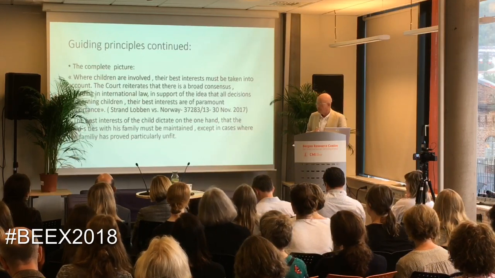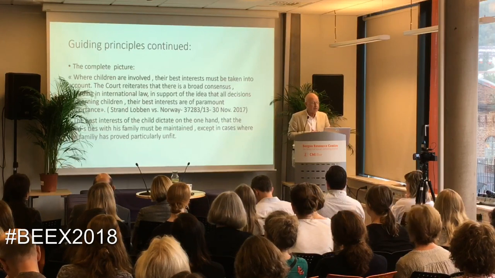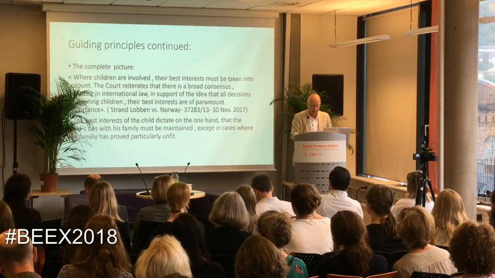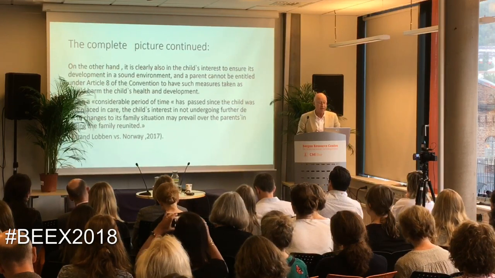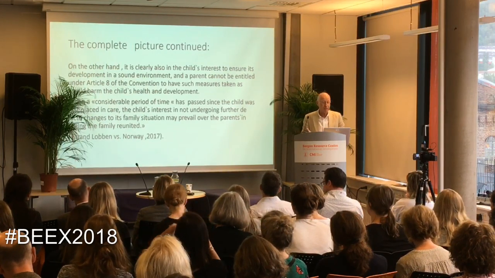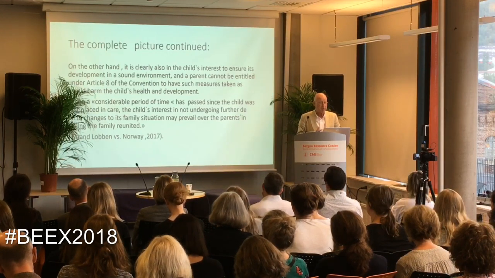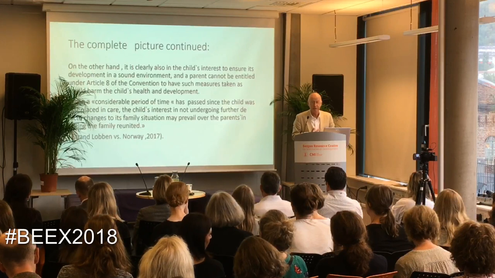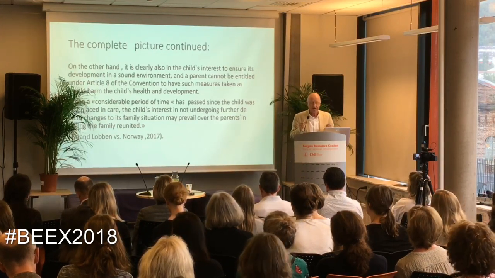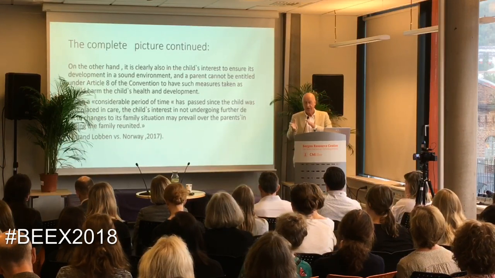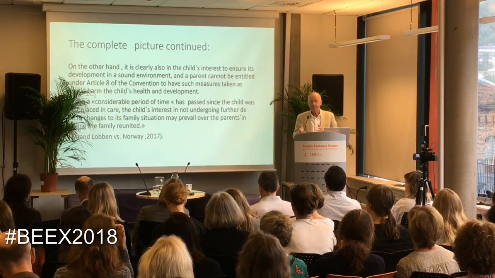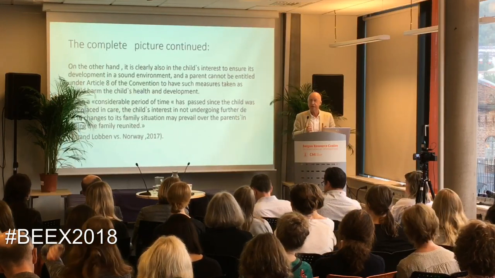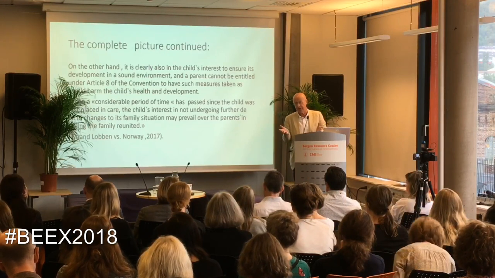On the one hand, the best interest of the child is that the child's ties with his family must be maintained, except in cases where the family has proved particularly unfit. On the other hand, it is clearly also in the child's interest to ensure its development in a sound environment, and a parent cannot be entitled under Article 8 of the Convention to have such measures taken as would harm the child's health and development. And that is the key question always. Is it necessary in a democratic society to place the child outside its family? Because if not, the child's best interest would be harmed in a serious way.